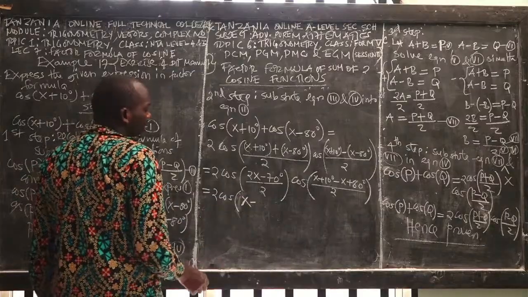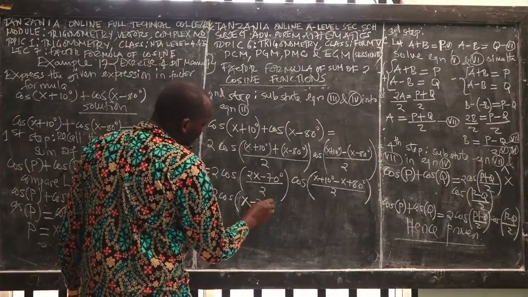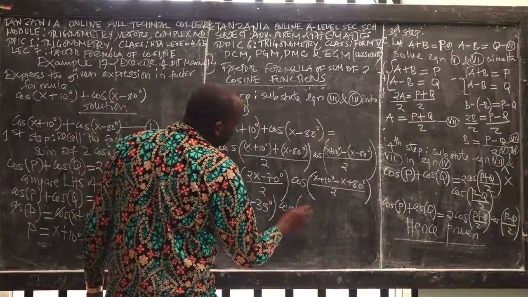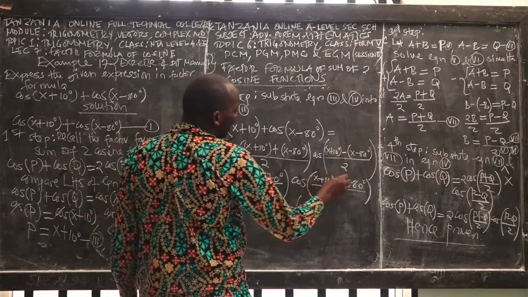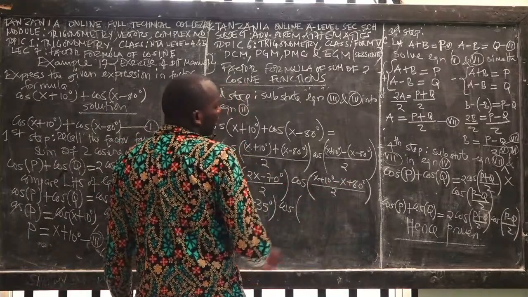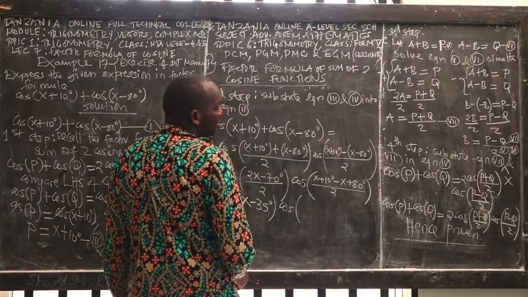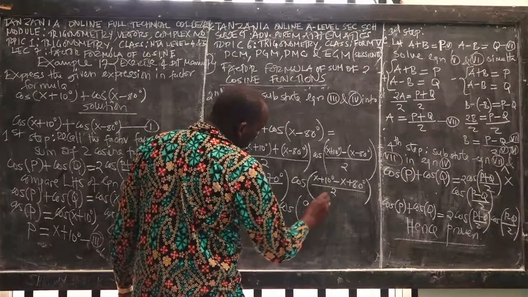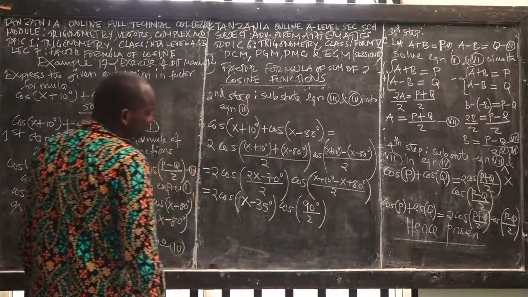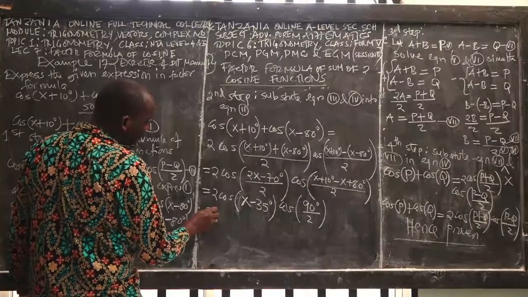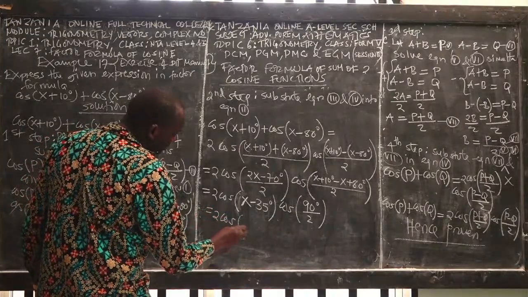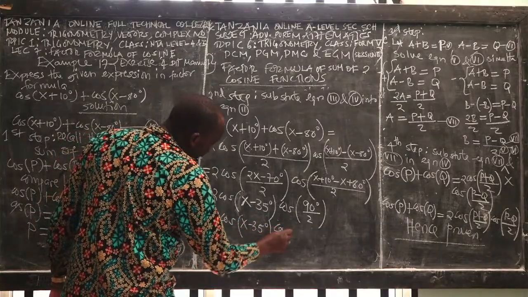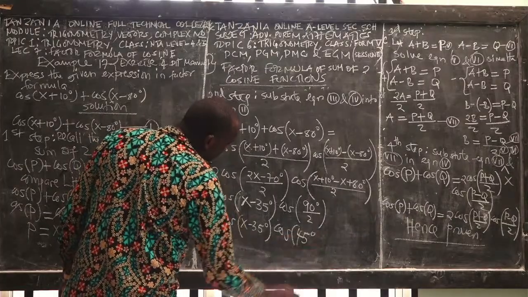And 70 over 2, we get 35 degrees. 70 degrees divided by 2 gets 35 degrees. So cosine. So x minus x, we get 0. 10 degrees plus 80, we get 90. 90 degrees over 2. So you keep on simplifying. 2 cosine of x minus 35 degrees. Then cosine of what? 45 degrees.